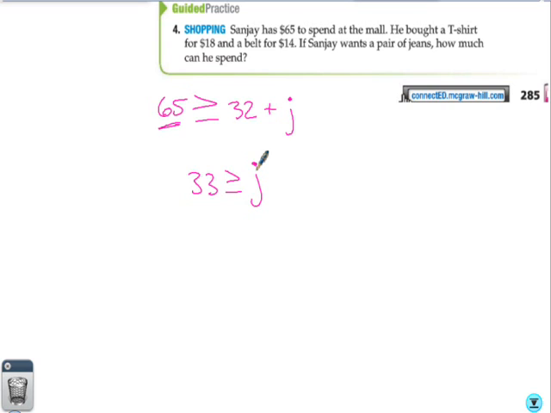So what does that mean? He can spend $33, but no more. Unless he's got a credit card, and then I think Sanjay's parents are as equally irresponsible as Felipe's.